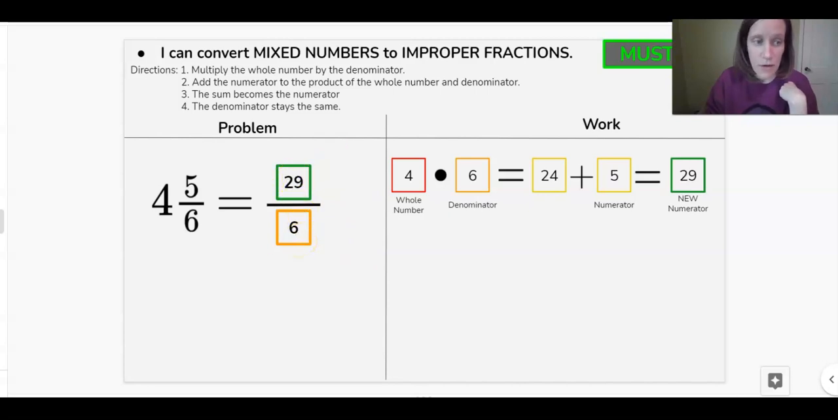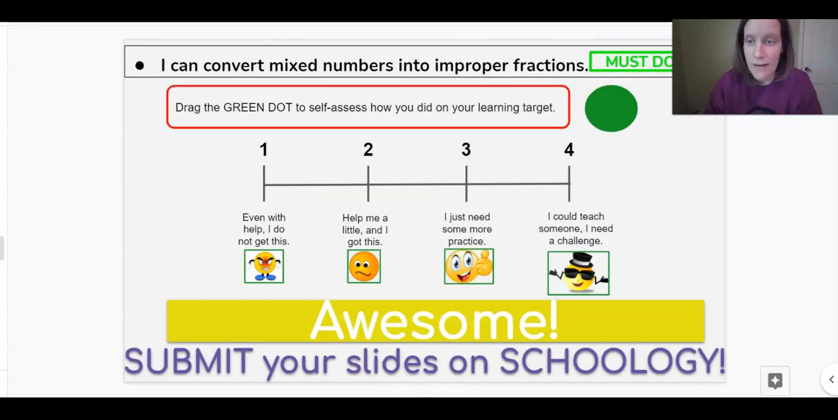So you're going to do the same thing right now. You have 5 slides to do where you are turning a mixed number into an improper fraction. There are directions right here and it's labeled over here for you so you know exactly what to do, and the colors at the end match the colors that you're working with here. So you have 5 problems to do on your own. Then you're going to rate yourself and submit your slides.